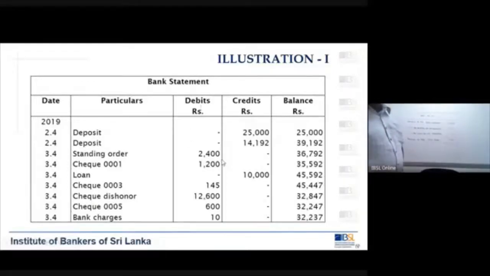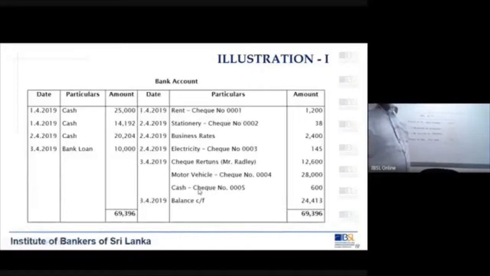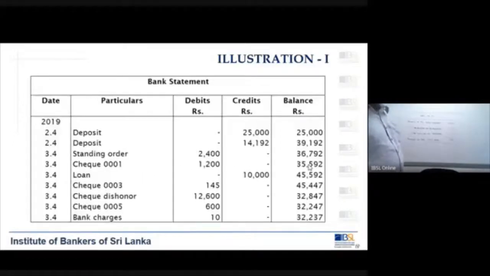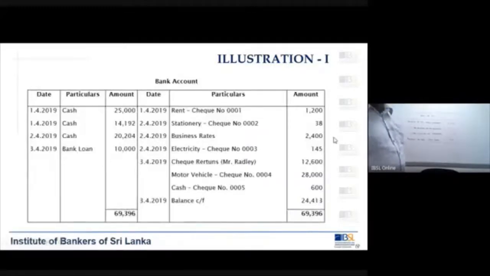Now take the debit column of the bank statement and mark it against the credit side of the bank account or the cash book. Okay. So first item, 2,400, they say standing order. Do you get that? Yes. It says business rates 2,400. You see? So what has happened here? In order to pay the business rates, the customer has instructed the bank to do a standing order. So they have done that.